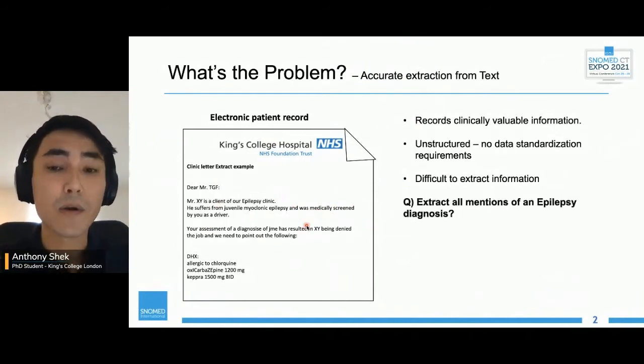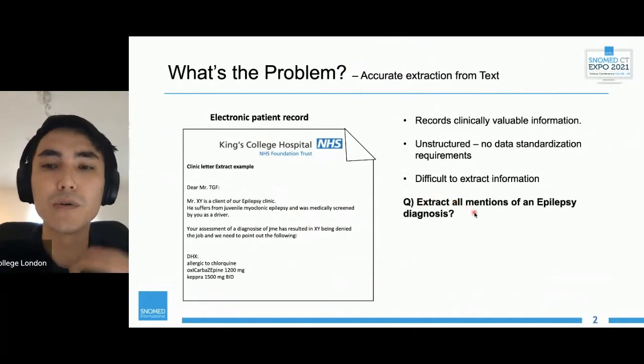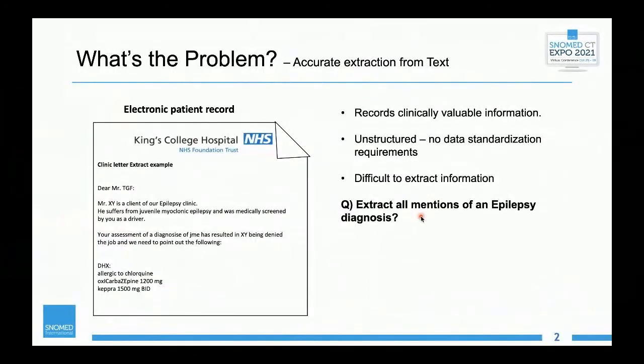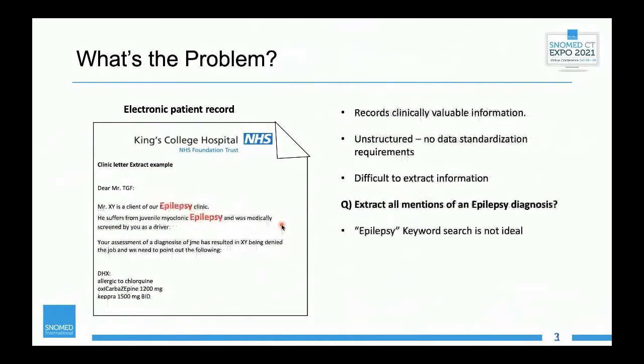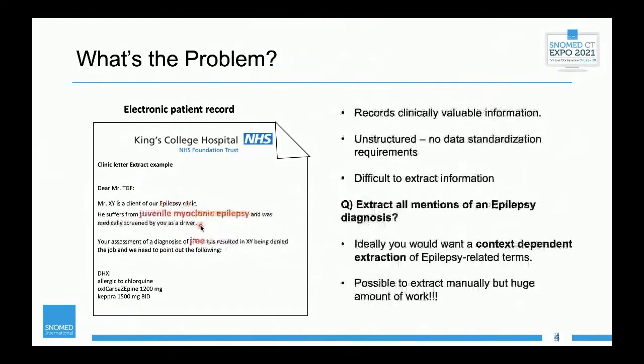So if I wanted to extract all mentions of epilepsy diagnosis, I could do a simple Control F or a rule, or type in combinations of words. However, you'll see that in this document, when I look for the word epilepsy, I get the hit epilepsy clinic and the epilepsy as the last part of the diagnosis. So it's not really ideal.